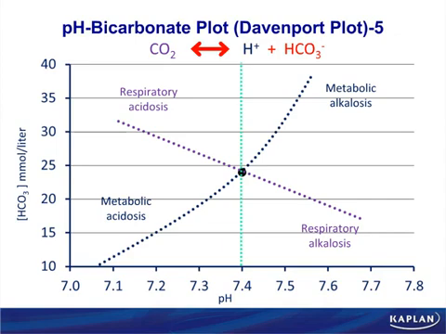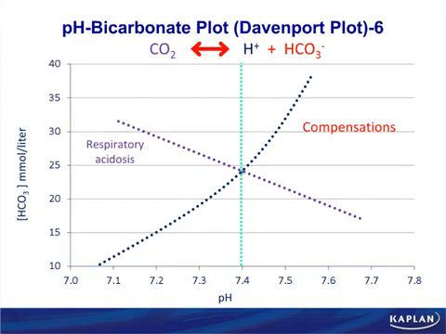Upper left, respiratory acidosis. Lower left, metabolic acidosis. Upper right, metabolic alkalosis. Lower right, respiratory alkalosis. Again, we're going in direction. We don't have to be persnickety with quantification. All right, the next question then becomes compensation, right? Question number 3 is compensation.